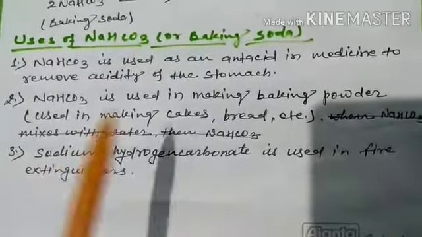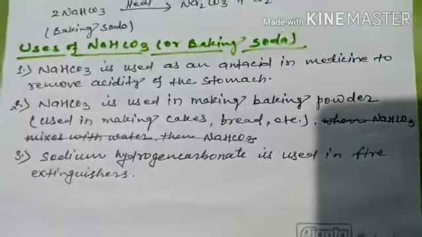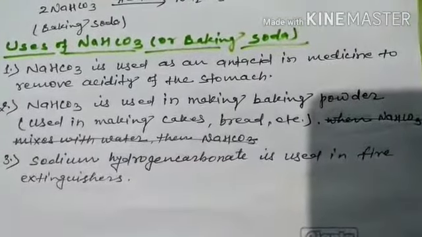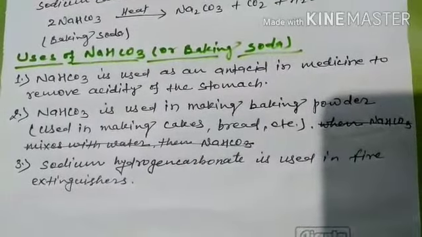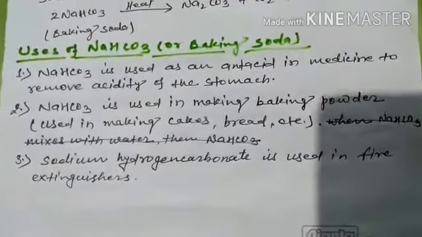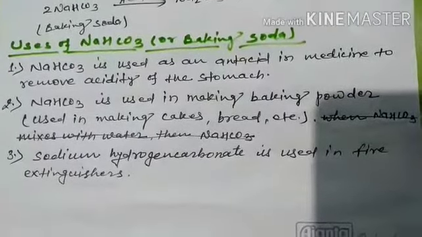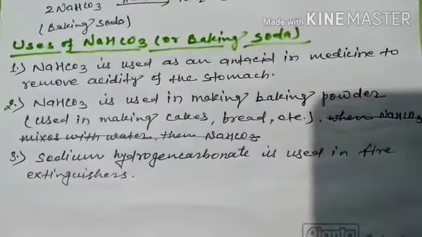Now sodium hydrogen carbonate is used in making baking powder, used in making cakes, breads, etc. And dear students, sodium hydrogen carbonate, or you can say baking soda, is also used in fire extinguishers.